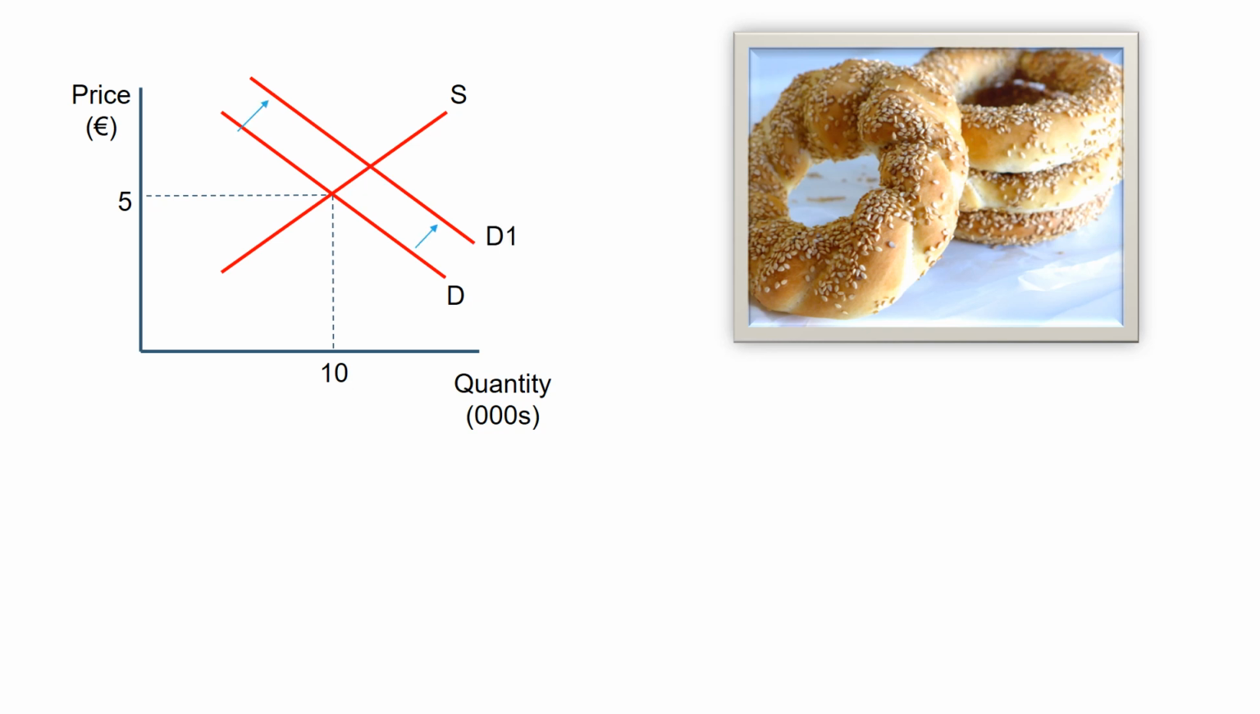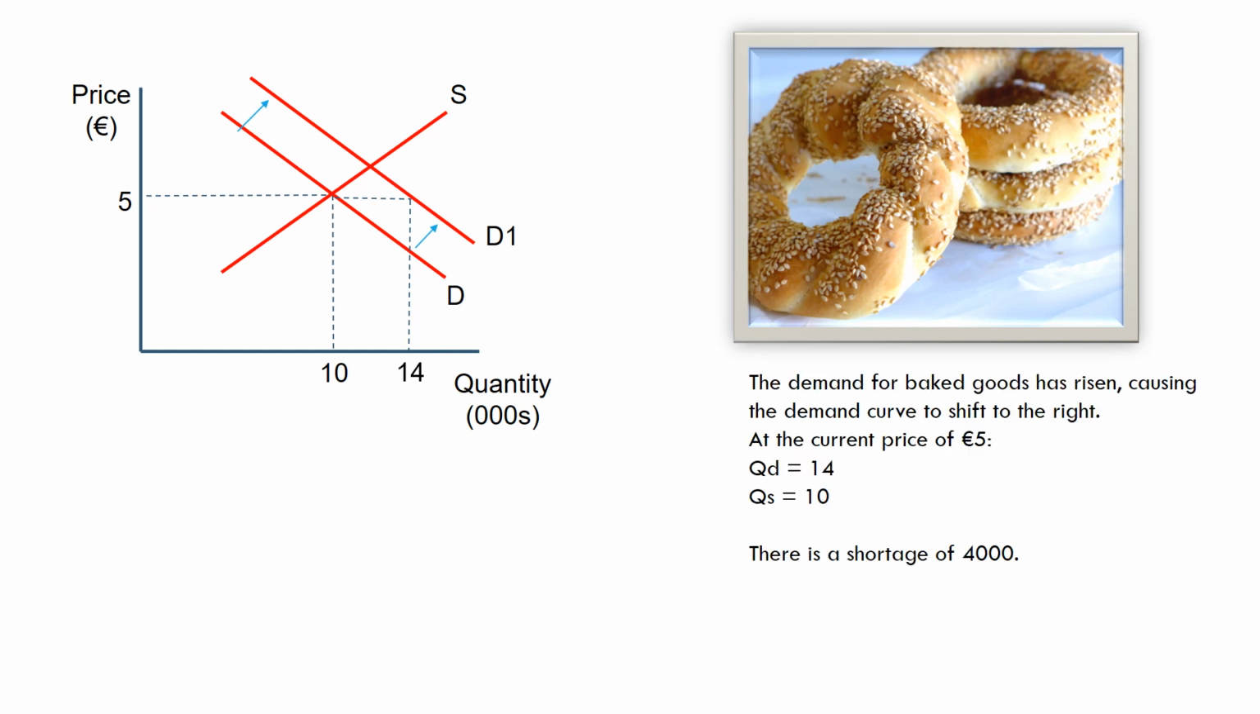Now let's look at a slightly different scenario. Let's imagine that demand increased. Well, what's happening here in the first instance is if the price was €5 and there was an increase in demand, people would want to buy 14,000 of these baked products because that's what the new demand curve tells us. But the bakeries would only be planning to produce 10,000 at a price of €5. So how would we describe this situation? Well, we would say at this situation, there is a shortage of 4,000.